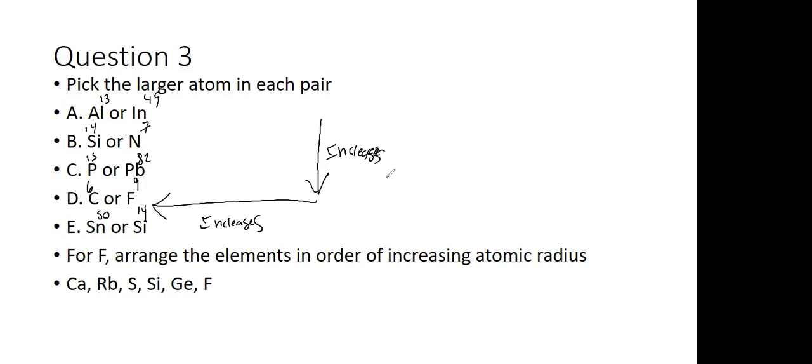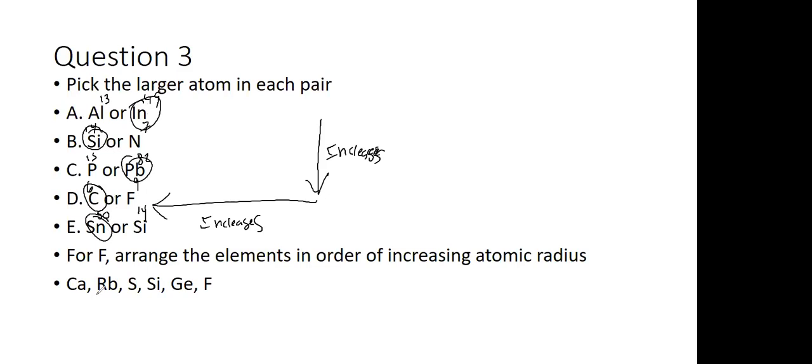All right, since time is winding up here, it seems in general we have it down. So In, indium, is 2 rows below aluminum, so it is the larger atom because it's below aluminum. Silicon is below nitrogen and to the left, so it's bigger. Lead is below phosphorus and to the left, so it's bigger. Carbon is to the left of fluorine, so it's bigger. Tin is below silicon, so it's bigger.